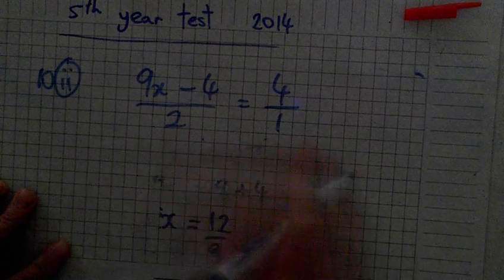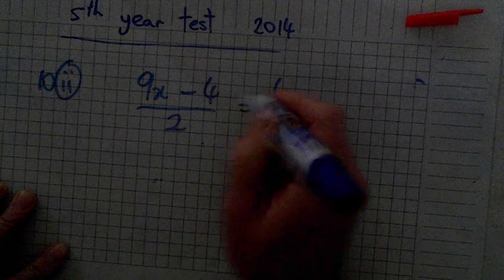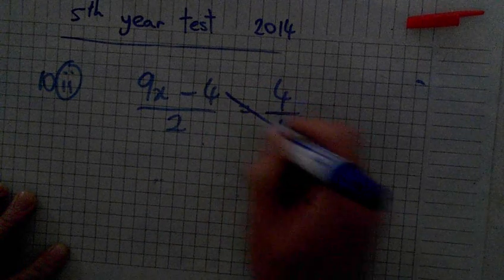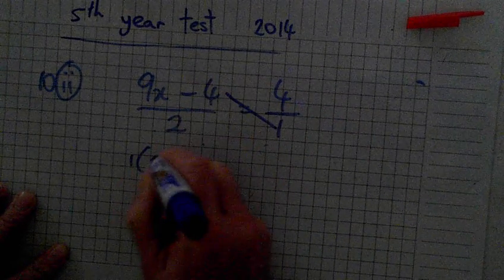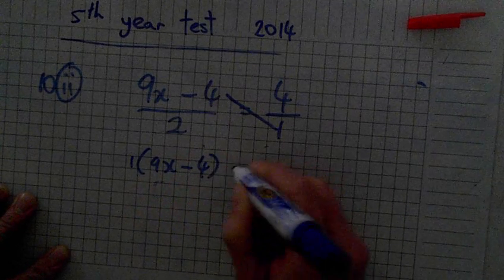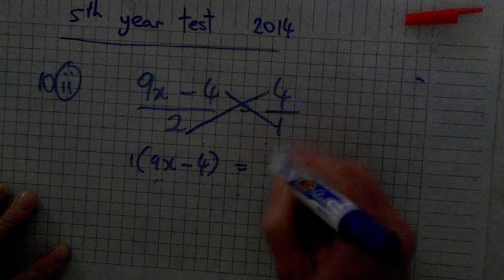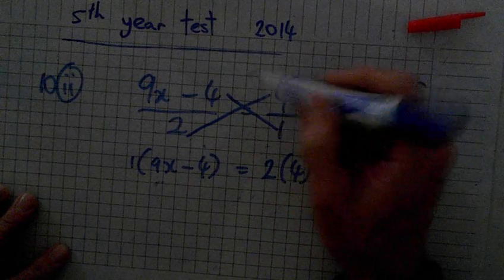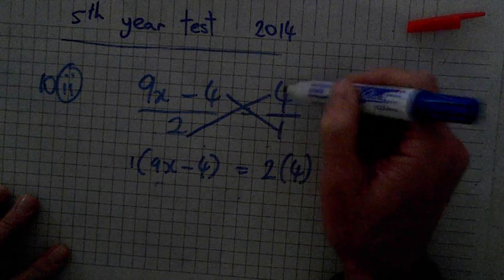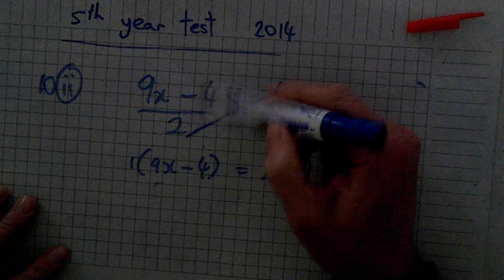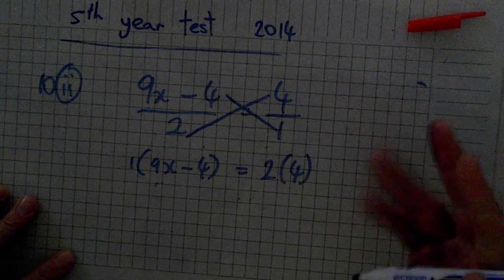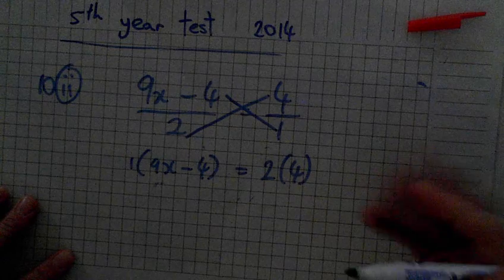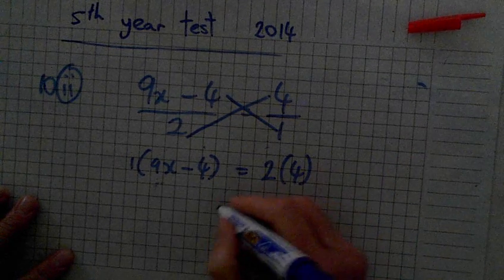The other way of doing it was cross multiply. Multiply 1 times 9x minus 4 is equal to 2 times 4. You can only cross multiply when you have an equals and one fraction on this side and one fraction on that side. If there are 3 fractions in it, you can't cross multiply. Look it up. So you get the same answer.